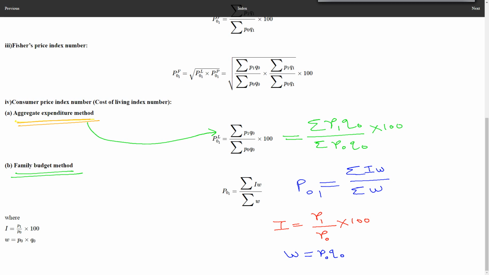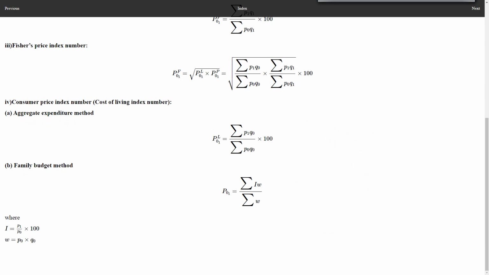In this lecture, we have seen different formulae for price index numbers and we have also seen basic notations. In the next lecture, we'll solve examples based on these formulae.